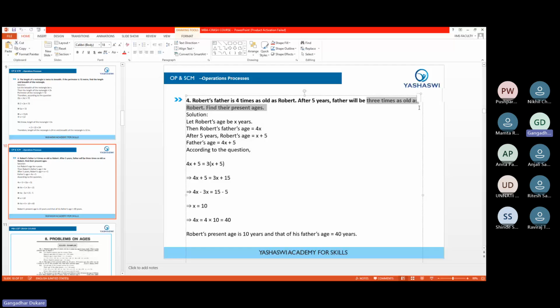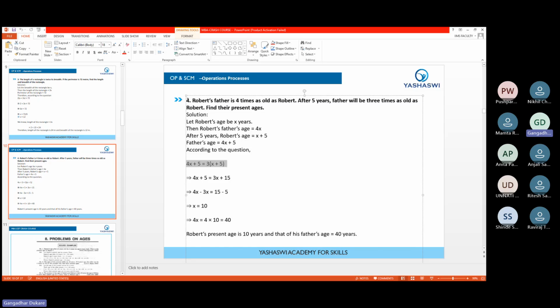So 3 times the robot's age is equal to how much? That is 3 times x plus 5. So 4x plus 5 equals 3 into x plus 5. You need some time to calculate this, because there may be confusion about before and after, and about older and younger. So we write the equation: 4x plus 5 equals 3 into x plus 5.